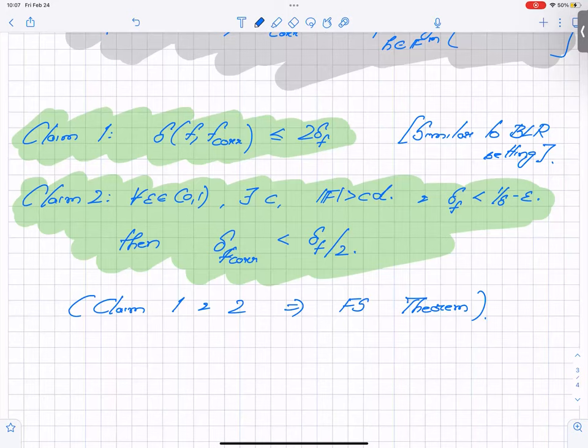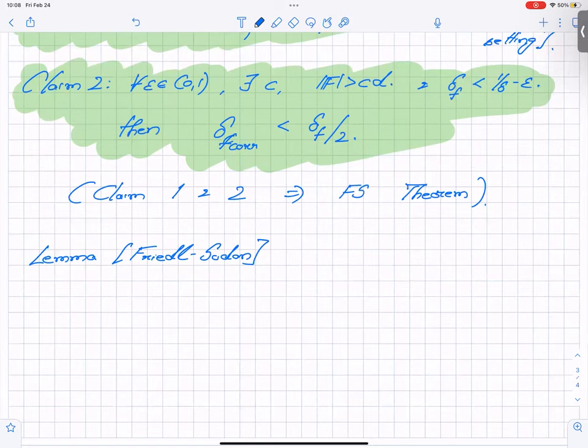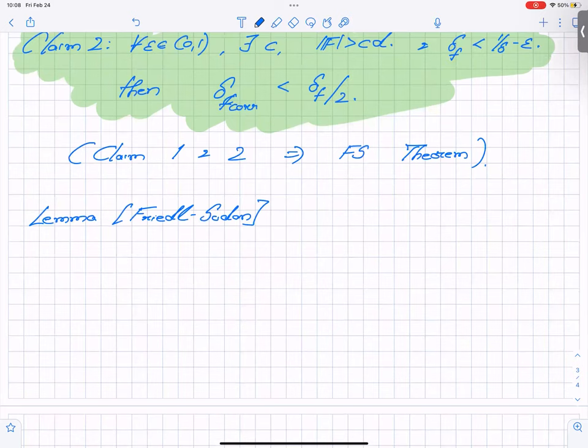Questions so far? More or less, all of this is a recap of what happened last time. And how do we prove claim two? This is where we use a nice lemma due to FS. If delta f is less than 1/8 minus epsilon, then the probability is going to look at.